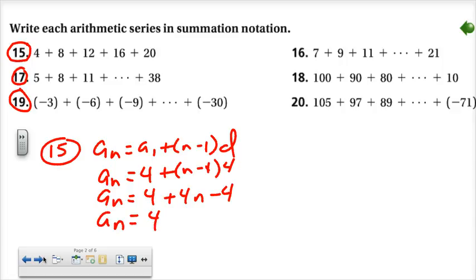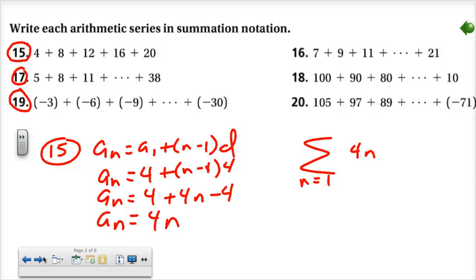And in the end, the formula is 4n, which makes perfect sense. The first term is 4, the second term is 8, the third term is 12, the fourth is 16, etc. So there's the rule. Now, we write our summation notation, and the rule goes out here. And then we let people know, hey, start with a 1. Put a 1 in there, you're going to get that 4.